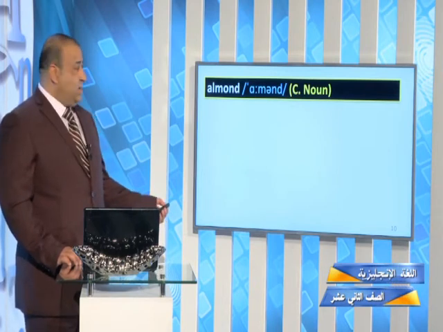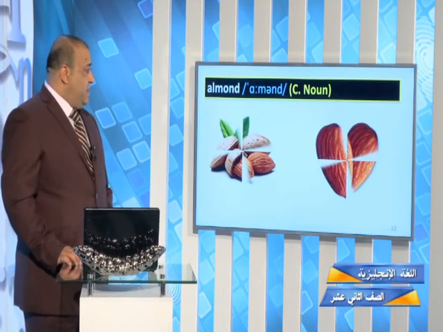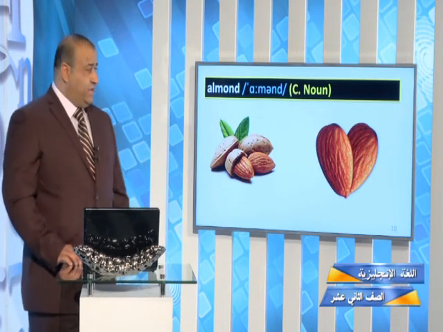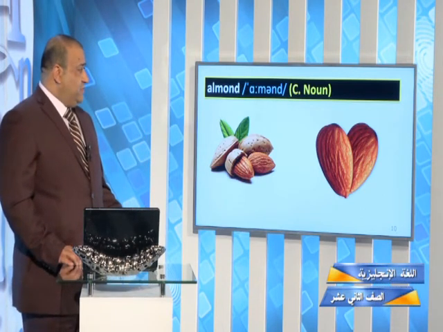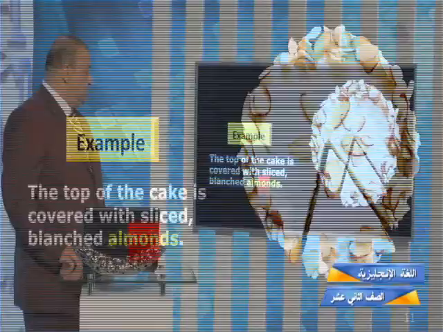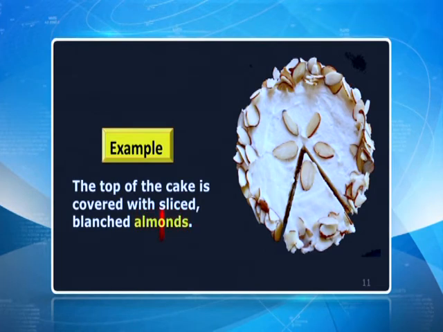Let's start by having an idea about the first vocabulary item, which is almond. Almond is a countable noun, and as you can see here, it's a kind of flat nut with brown skin and which is always sweet. That's why it is always used in cakes. Let's have an example about this word. The top of the cake is covered with sliced, blanched almonds.